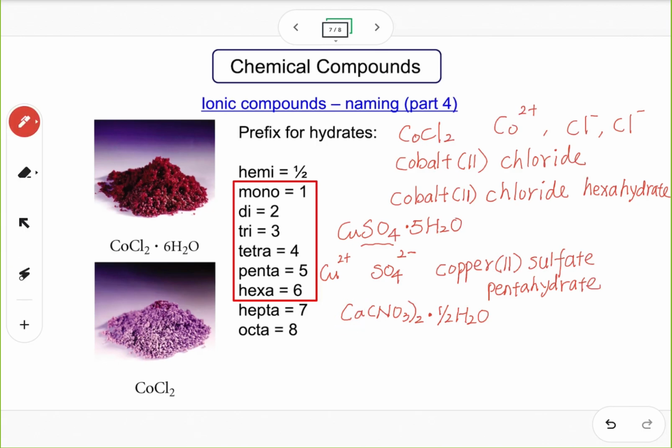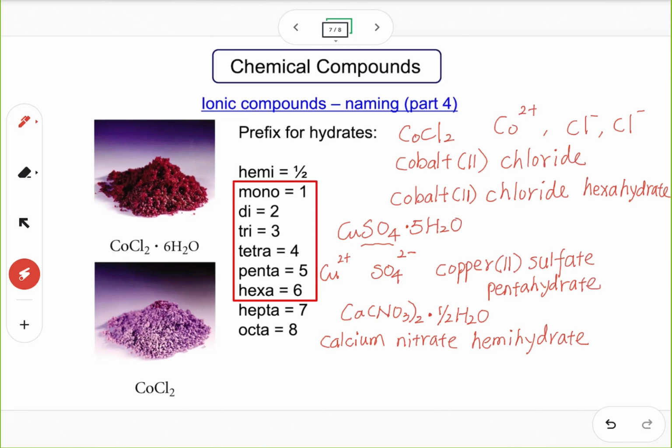Okay, main group elements. So it would be calcium nitrate. Now you have half water molecules for each calcium nitrate. For half, the prefix is hemi. So you write that as hemihydrate. I don't need you to memorize all of these prefixes, okay? You just need to remember those highlighted by red square, and that's good enough.